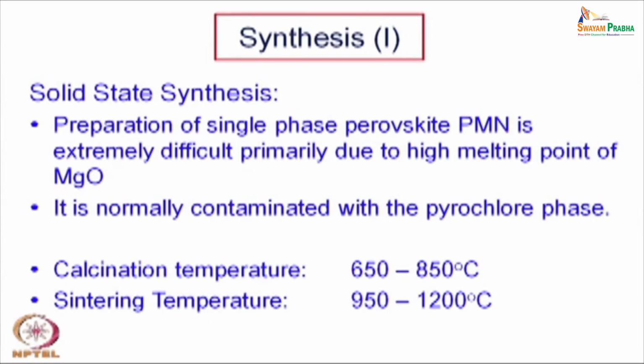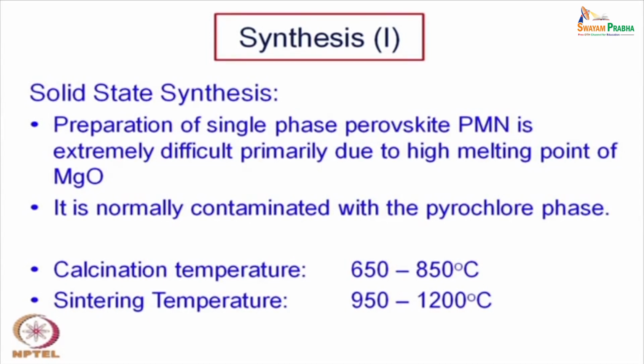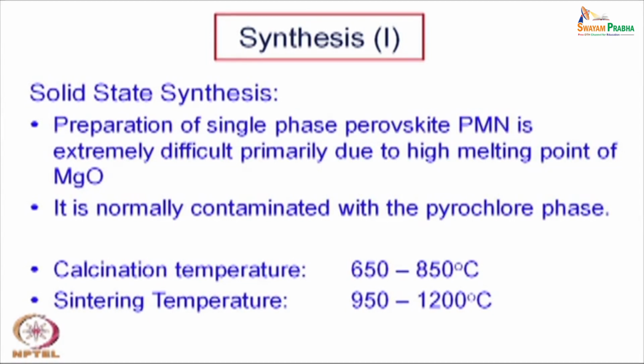The calcination temperature of this compound is nearly 650 to 800 degrees centigrade, whereas the sintering temperature is around 950 to 1200, depending on the particular compound used to make this relaxor ferroelectric. So, this temperature, as you can see, is relatively low compared to barium titanate. The sintering as well as the calcination temperature are both relatively low. So, they are relatively low melting compounds compared to barium titanate.